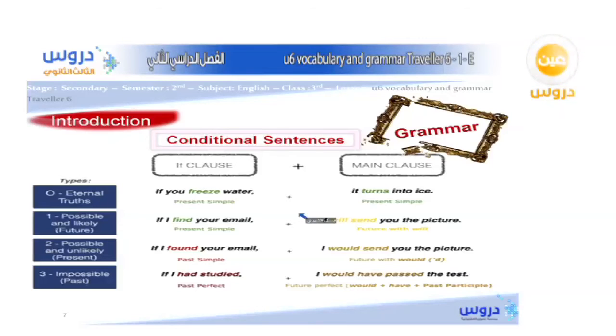As you read the objectives, we have two parts of this lesson. The first part was vocabulary, and now we move to the second part, which is grammar. Okay, but I want to ask you a question. Do you have any idea about conditional sentences? Do you know what the meaning of conditional sentences is? When to use them and how to use them as well? Any idea, Jamila?